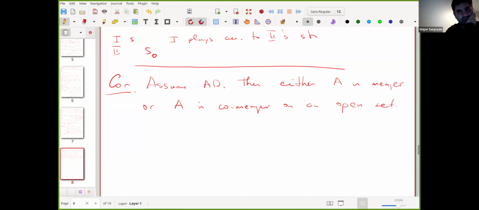Because the Baire property holds, what we do is we take the open set on which the difference is meager. Now you have 2 possibilities. Either your set is meager, but if it's not meager, then on that open set it has to be comeager. So this is the key corollary. And the way we will use it is we'll define the set of generics, and that set of generics will either be meager or comeager on an open set.